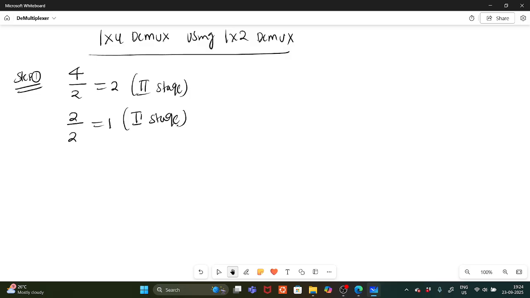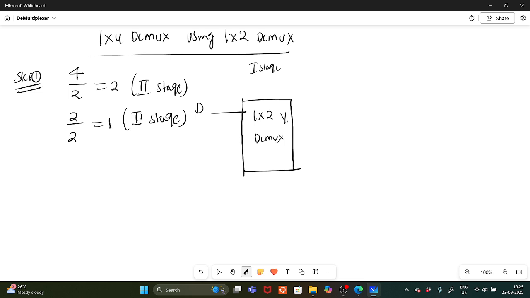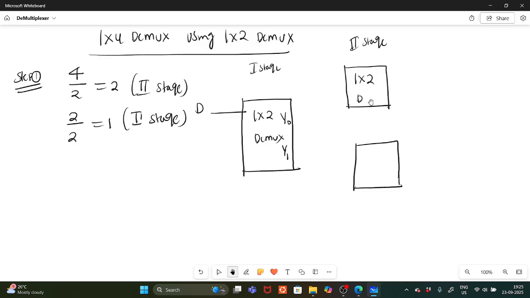So how can I design? This is the first stage. In the first stage you have 1 demux, a 1 is to 2 demux. This is the D input, and you have two outputs, Y0 and Y1. These are acting as the data input for the next two demuxes. In the second stage, you have two demuxes, each a 1 is to 2 demux.